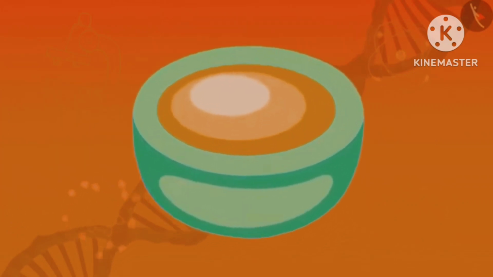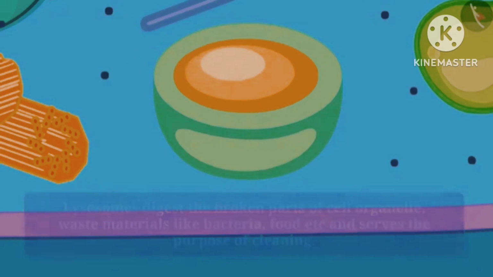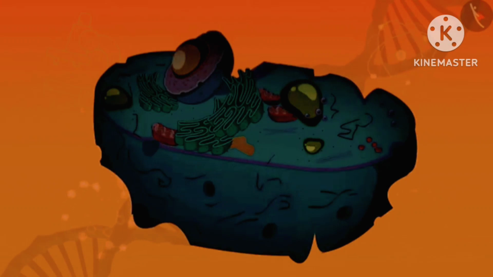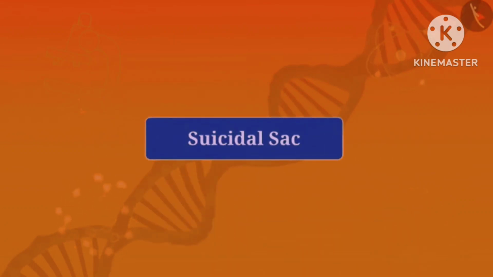Well, inside the cell, the broken parts of cell organelles and the residual material coming from outside, such as bacteria, food, etc., go into the lysosome and its digestive enzymes break it into small pieces and cleanse the cell. And when the cell is damaged or dead due to any reason, the lysosomes burst and the enzymes digest their own cells. Hence, the lysosome is called the suicidal sac of the cell. So, in this way, the lysosome works to keep the cell clean.